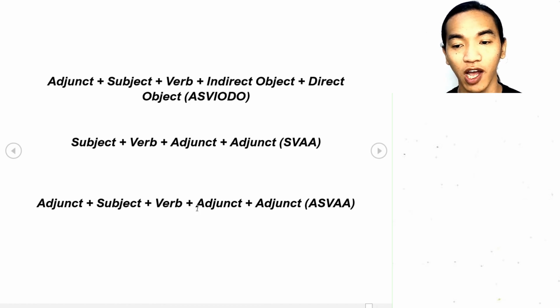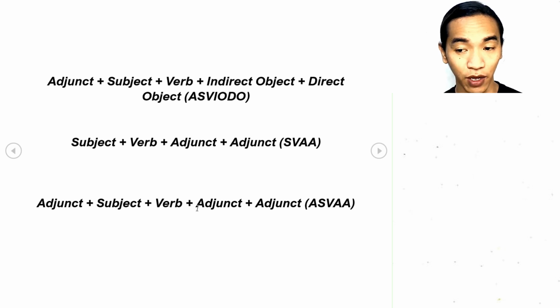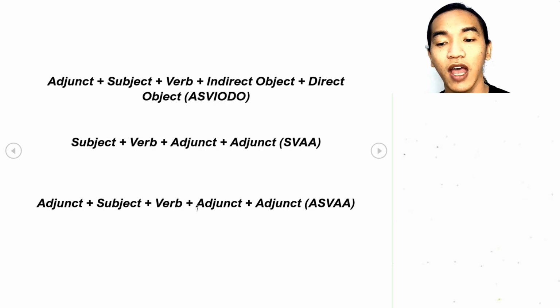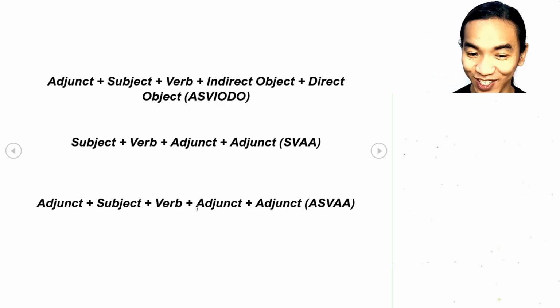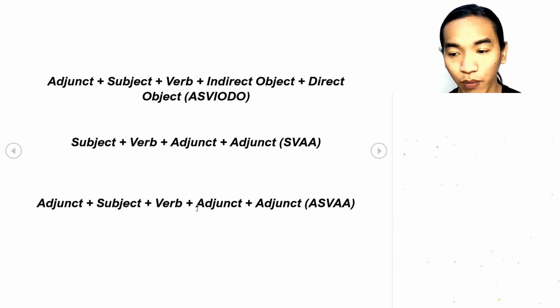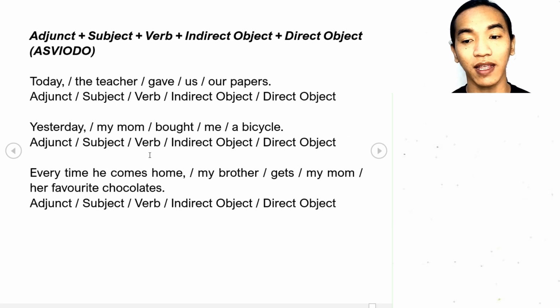We have the adjunct subject verb indirect direct object pattern, or your ASVIODO. Okay? Next one, we have the subject verb adjunct adjunct patterns, or your SVAA. And the last pattern that we have here is the adjunct subject verb adjunct adjunct. Okay, so as you can see, we are using more adjunct components to our sentence patterns here. So now let's see and understand what they are even more.